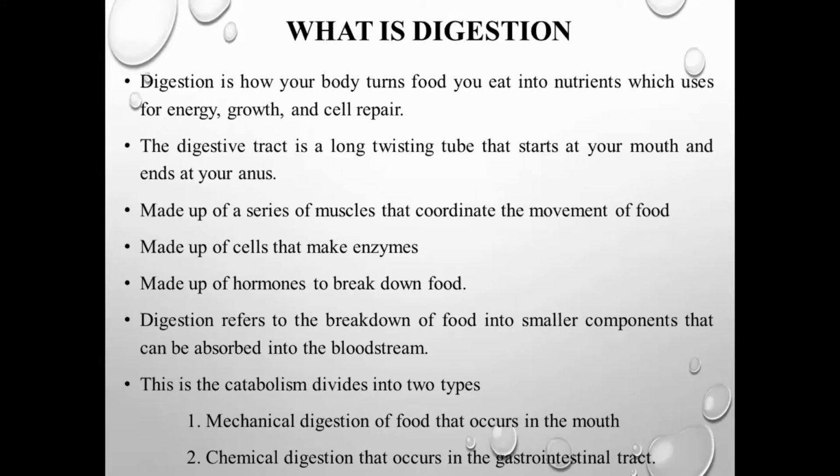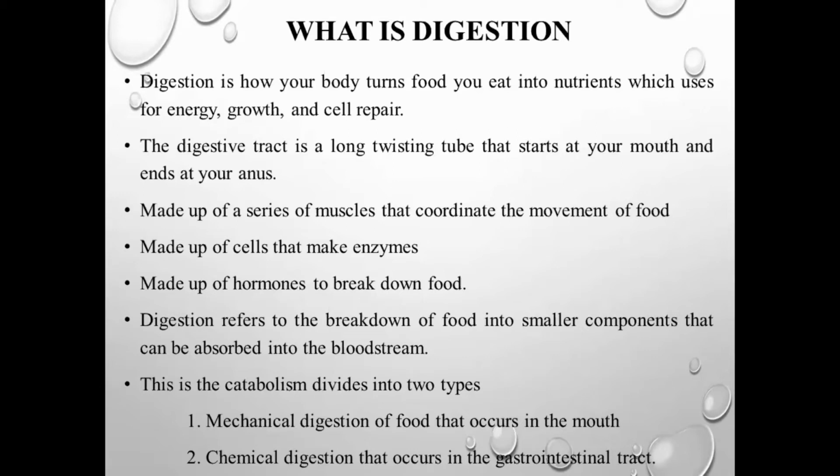They're made up of cells that make the enzymes. Some cells present in the digestive tract secrete enzymes for breaking down this compound into smaller things. It is also made up of hormones to break down the food. So the digestive system is mainly made up of muscle, the cells which secrete the enzymes, and the hormones secreted in the digestive system. Digestion refers to the breaking down of food into smaller components that can be absorbed into the bloodstream.